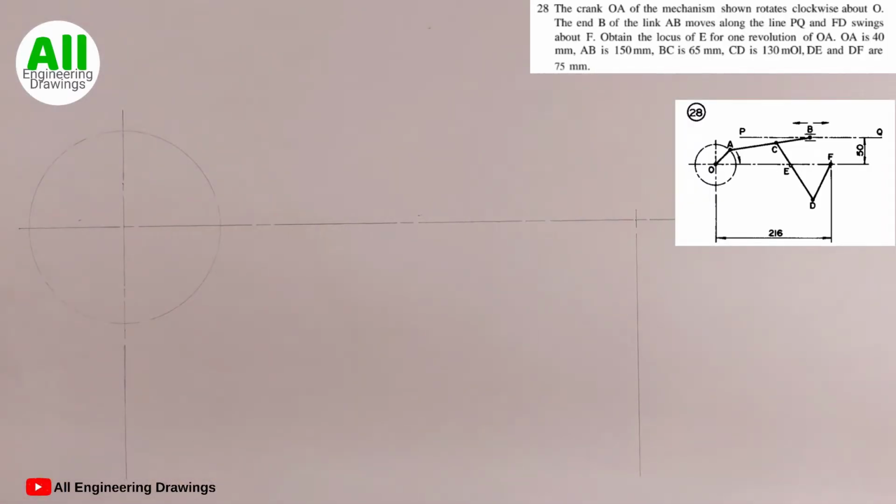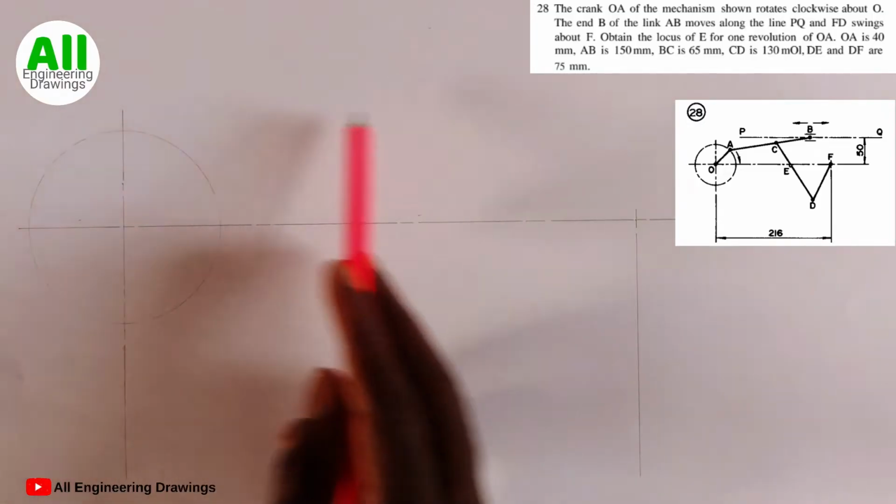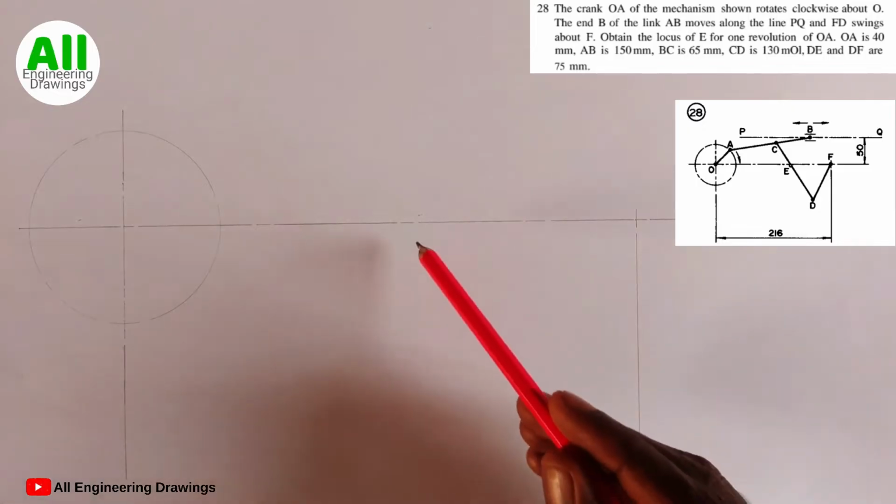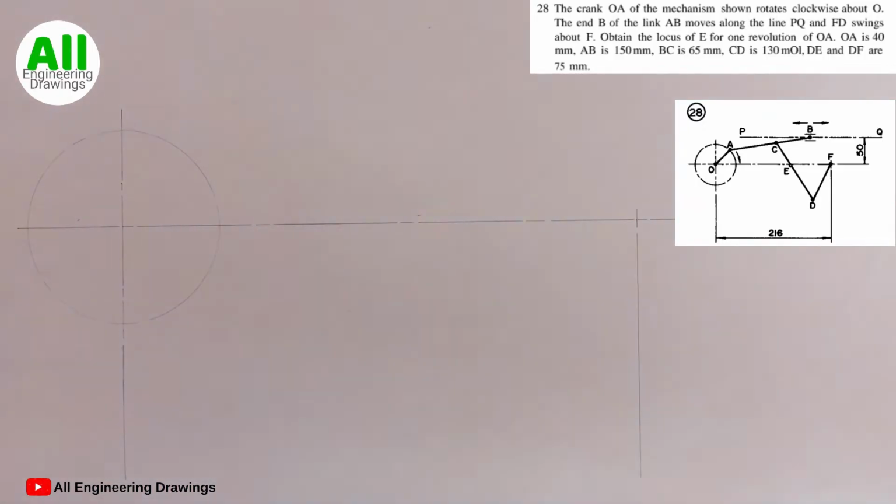Next, there is a line at the top. There is a horizontal line here. From the question, the distance between this horizontal line and the other horizontal line is 50 millimeter.